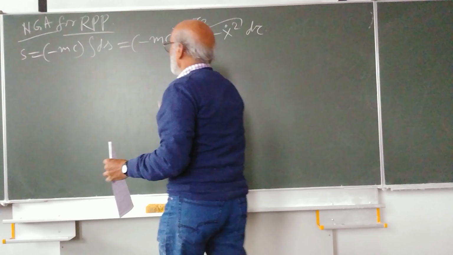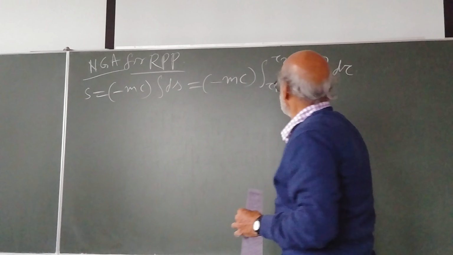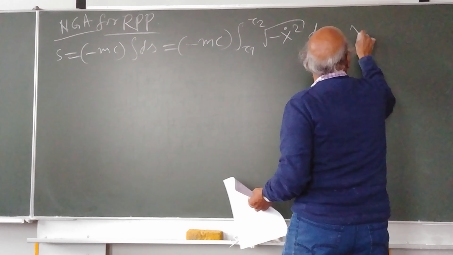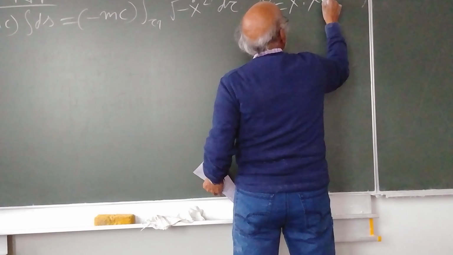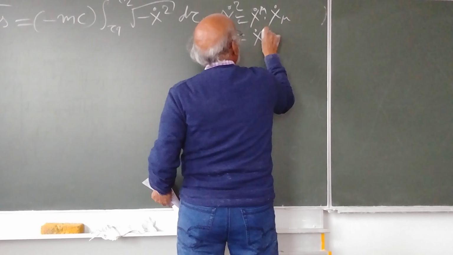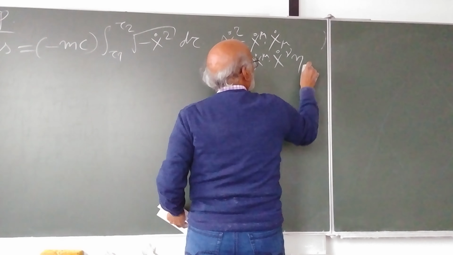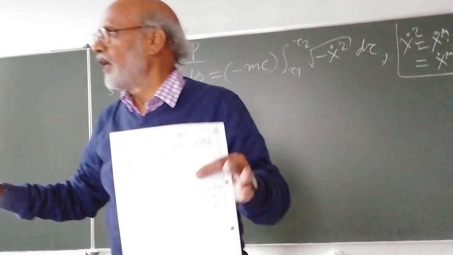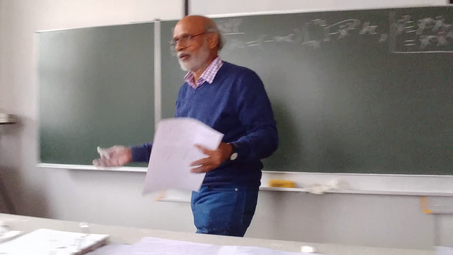So this is our famous so-called Nambu-Goto action for the relativistic point particle, and we find that this is in the covariant description, because this x dot square is nothing but x mu dot times x nu dot times eta mu nu. So this is a covariant description. Now we are not only dealing with the relativistic point particle, but also with the covariant description of the particle. Good.